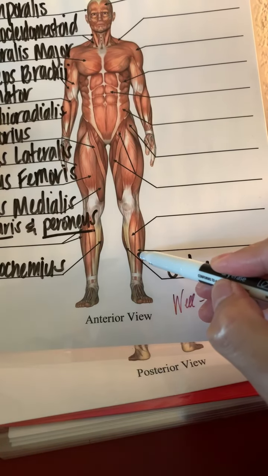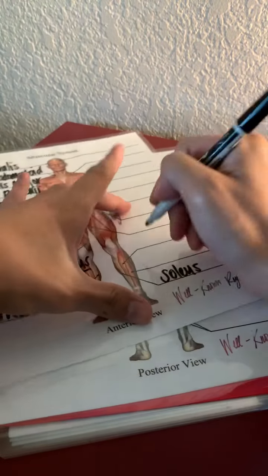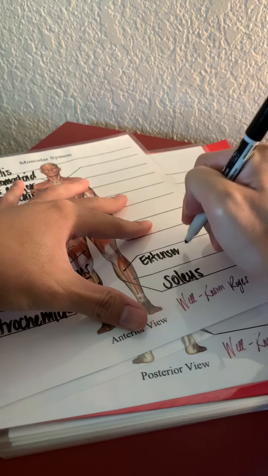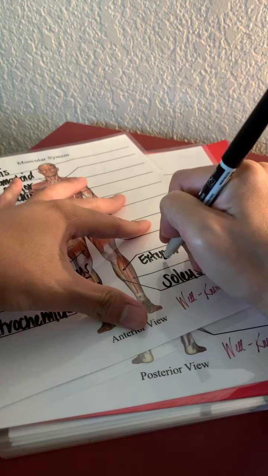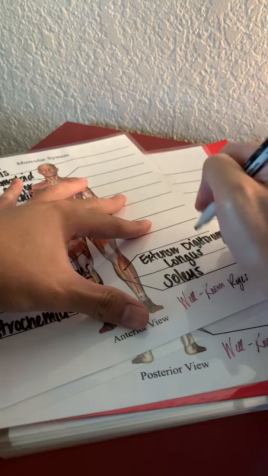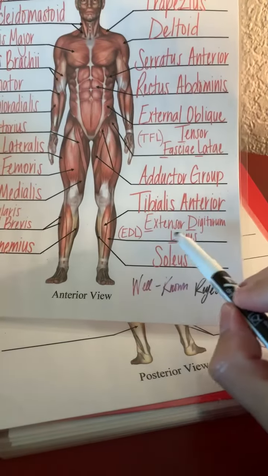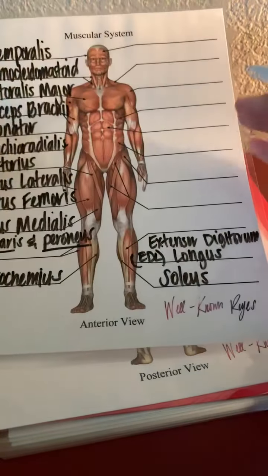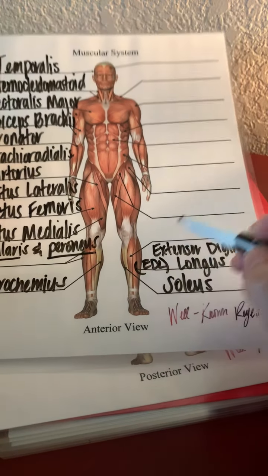Next, we have this muscle, which runs all the way to the digits of our toes, and it is known as the extensor digitorum longus, and for short, the EDL. So let's take a look right here. EDL, extensor digitorum longus. Right above it, we have our tibialis anterior.